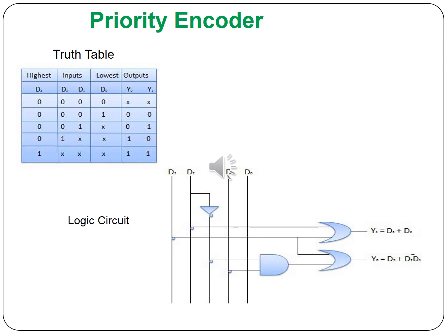This is implemented with NOT gates, AND gates, and OR gates. So the OR expression of y1 is equal to D1 and D2 bar plus D2, and the corresponding lines. Then y0 is equal to D3 bar and D2, and it may be D0 or D1, and the corresponding y0 is D3 plus D2 bar and D1 bar. This is the logic expression for the priority encoder.